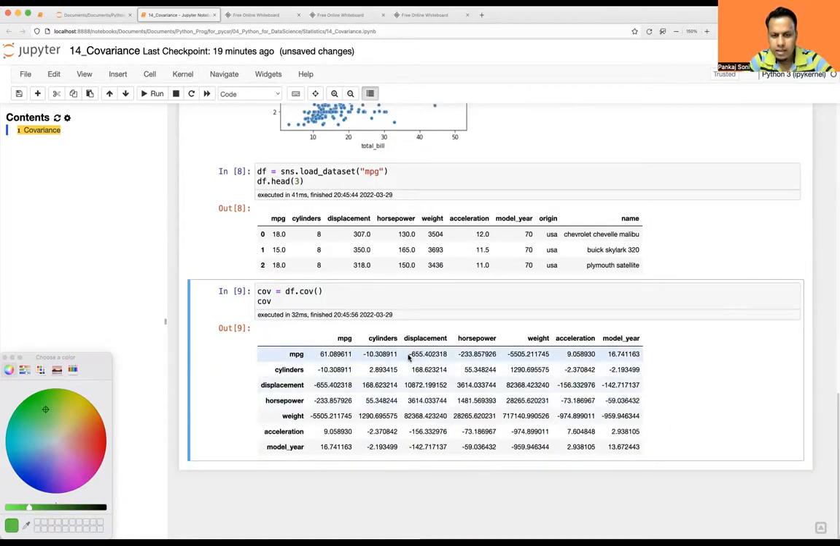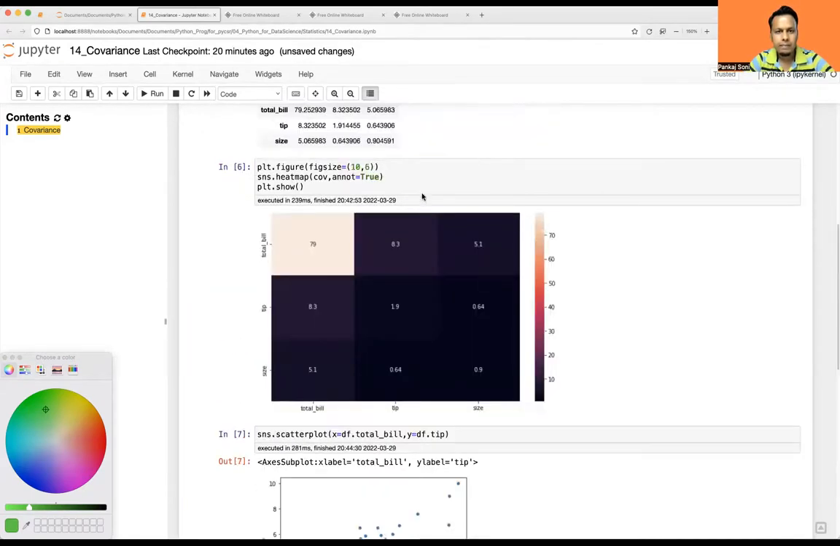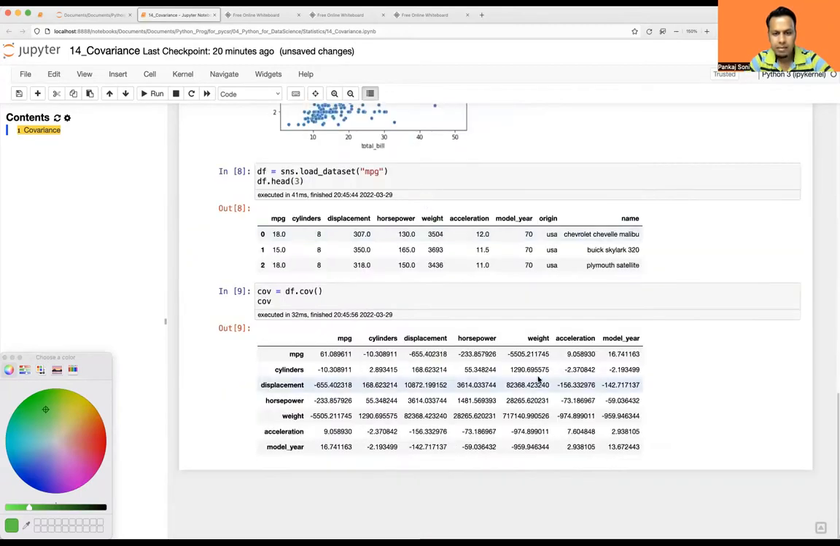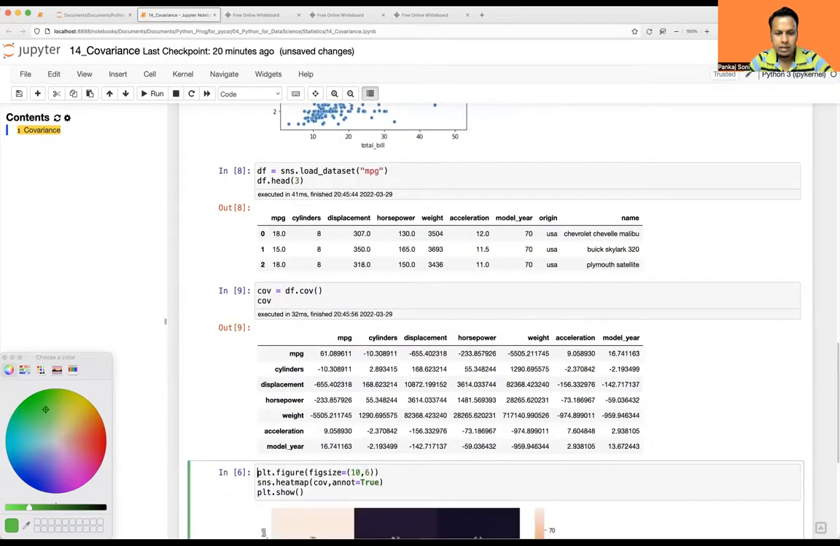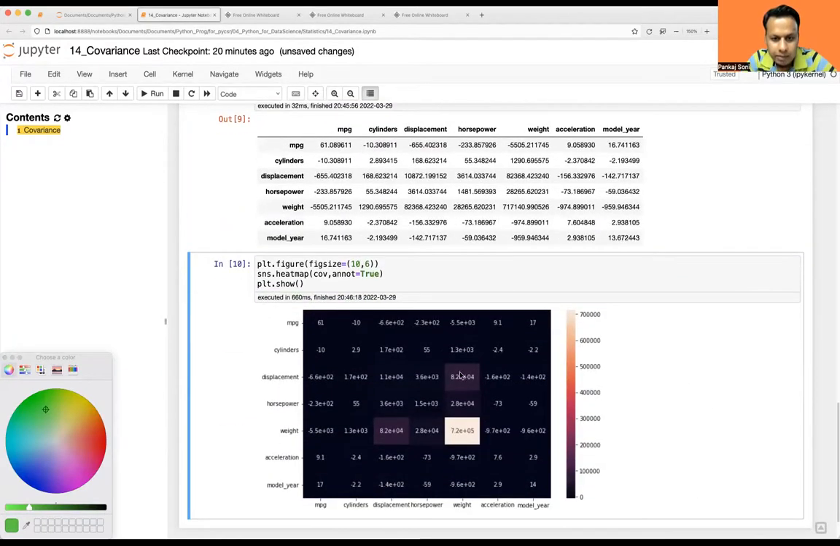So yeah, I see some negative values. These are negative correlations. Okay, so MPG versus displacement. As MPG is going high, displacement is going down. Let's prove it. So first we'll plot all the things with the help of a heat map so that you can clearly visualize, and based on that, you can pick whatever variable you want to pick. Okay, so you see here, as displacement is going high, your MPG is going low.